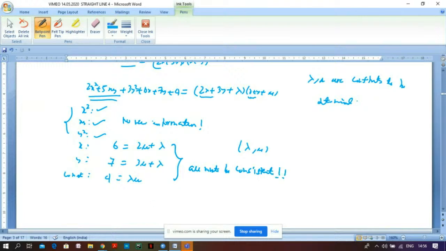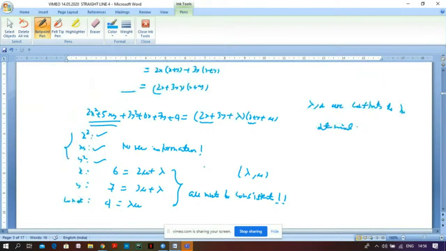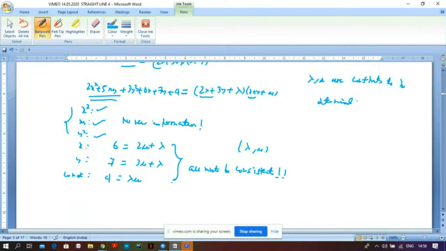If they are not consistent, it means the factorization you have assumed is not true, and the conclusion is that you cannot factor like this. It's a beautiful method, just go with the flow of it. The theoretical concept is that because you are saying this can be factored, these all must be consistent. I can find lambda and mu from any 2 equations, but then the third must also be satisfied if I plug in lambda and mu.